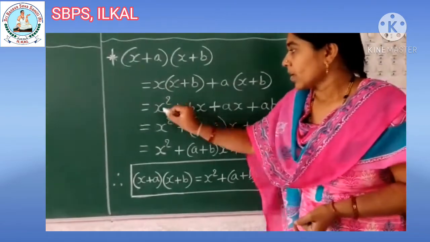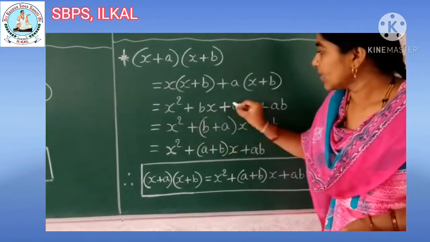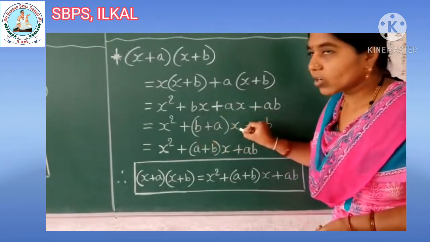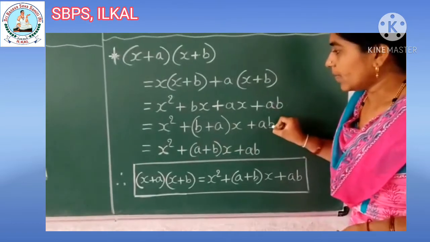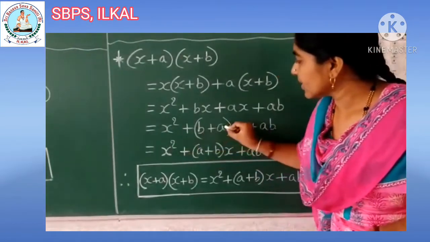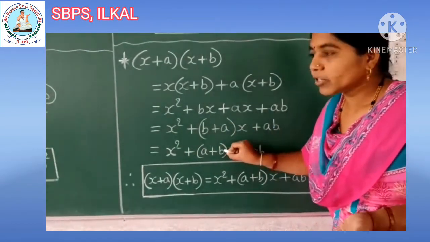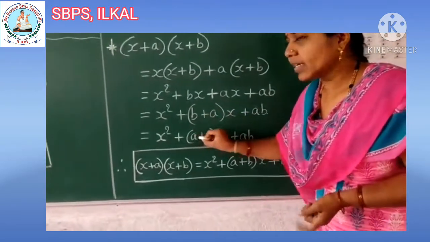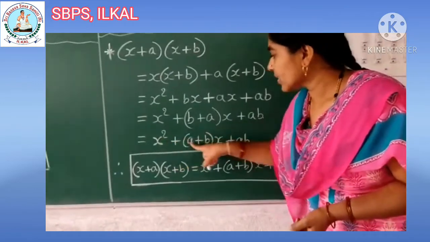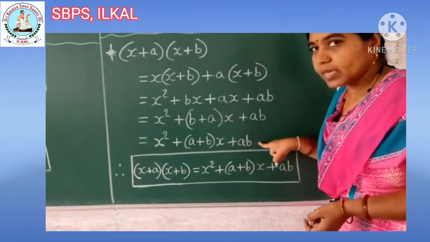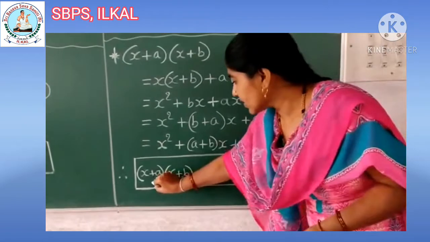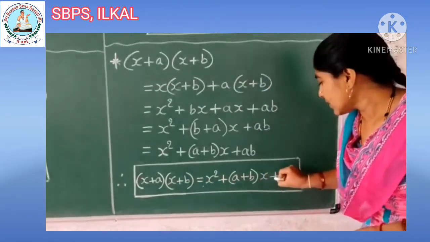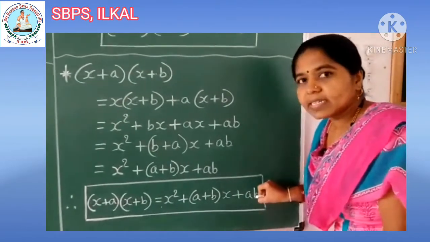X square plus, in bracket I have written b plus a, children, and then x I wrote as common, plus ab. X square plus b plus a can be written as a plus b. Commutative holds good for addition, is it? B plus a is nothing but a plus b. Then x square plus a plus b into x plus ab. Therefore, x plus a into x plus b is equal to x square plus a plus b into x plus ab. It is the fourth identity.